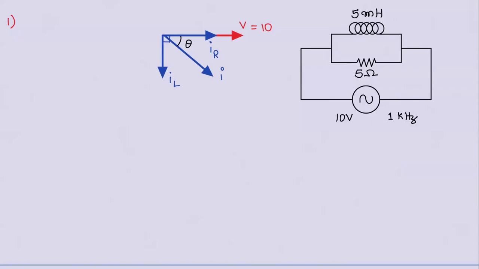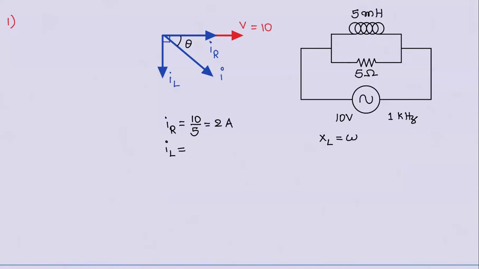First of all, I'll calculate IR. IR is equal to V by R, 10 by 5, 2 ampere. Okay. For IL, I need omega L, right? I need XL, we call it as XL.